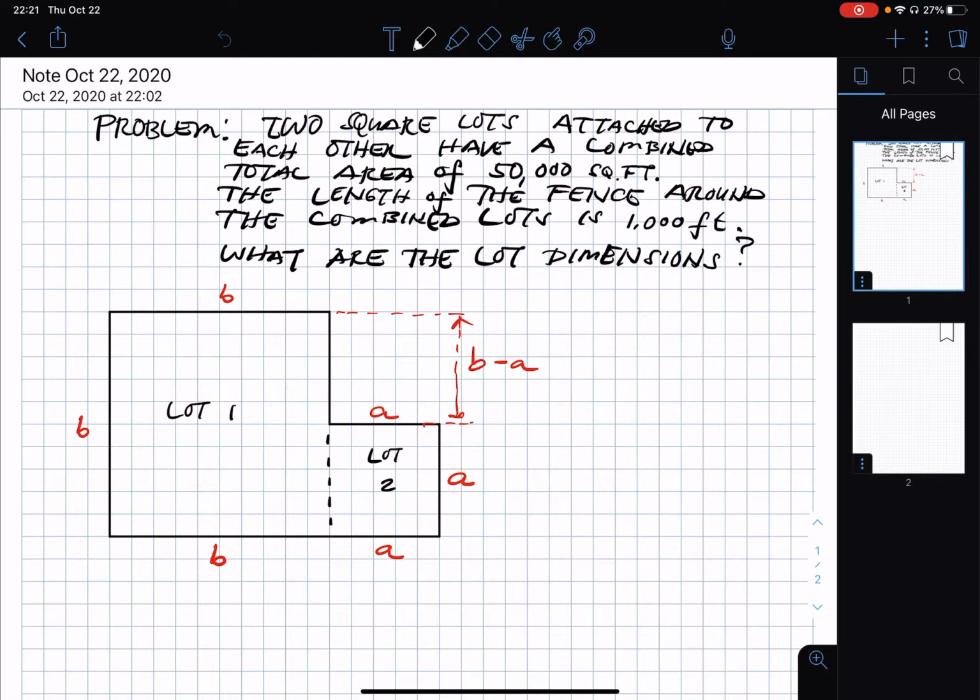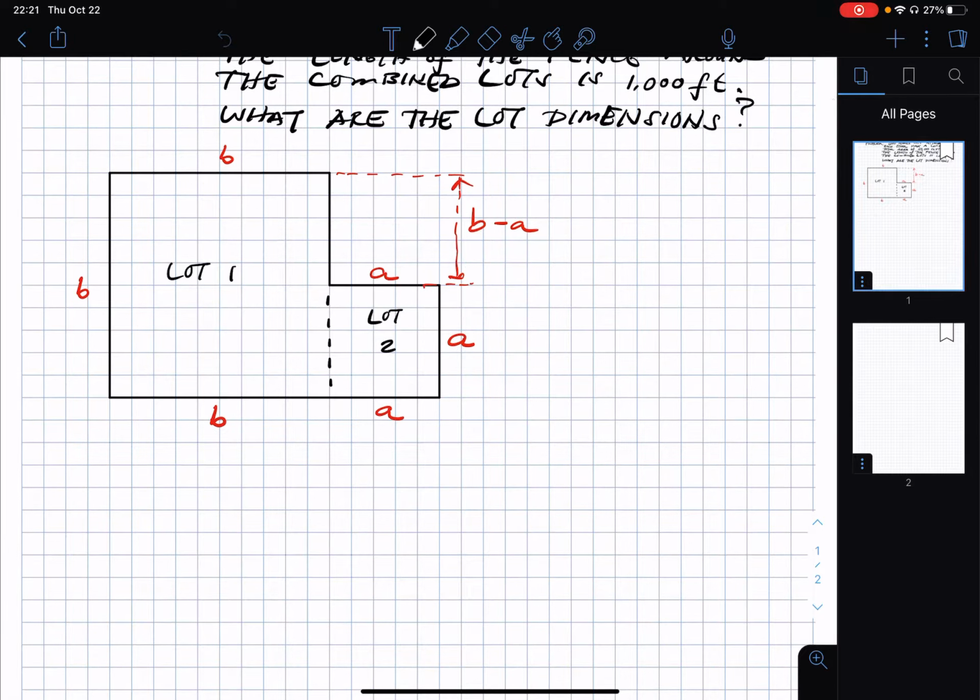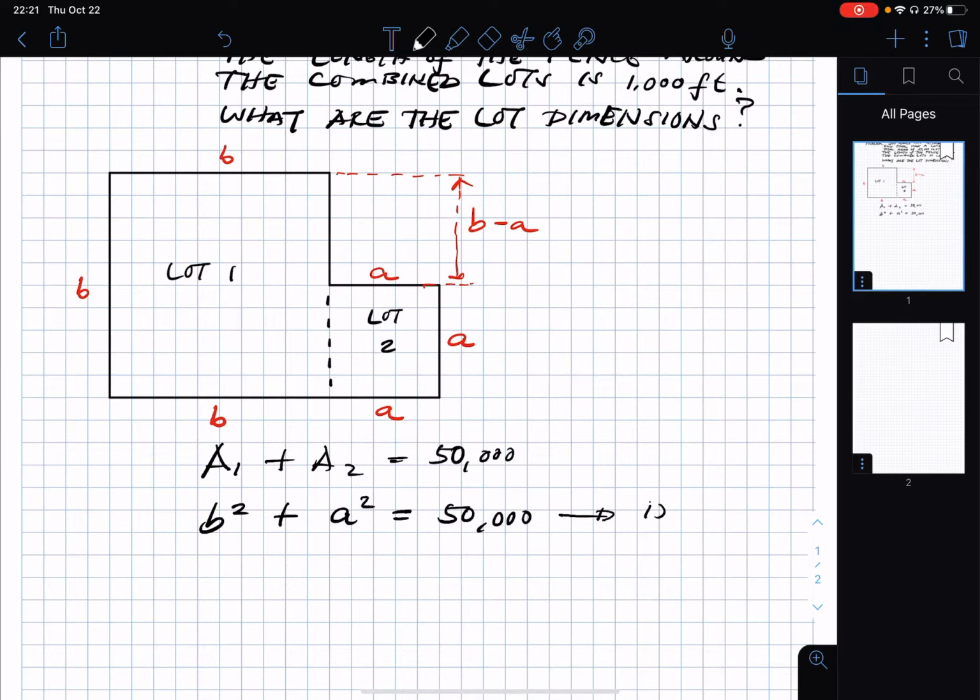To solve this problem, we need to derive equations. We have two unknowns, A and B, so we need two equations to solve two unknowns. Simple as that. The first one will be area of lot 1 plus area of lot 2 is 50,000 square feet. Area of lot 1 will be B times B, that will be B squared, plus area of lot 2 is A times A, that will be A squared, equals 50,000 square feet. And that will be your first equation.